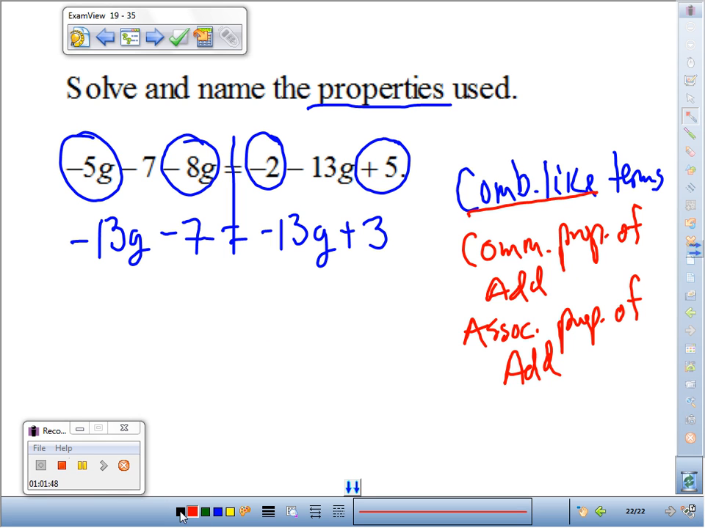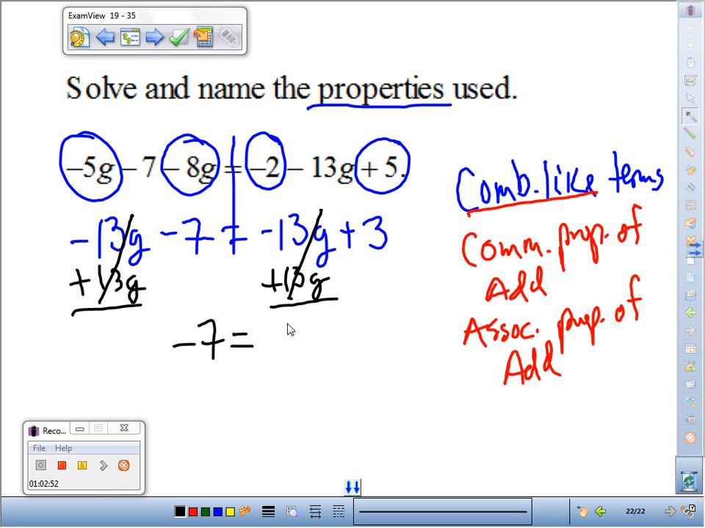So let's continue. Okay, look up, please. So what would be the next step? Get all variables to one side. So I need to add 13g, add 13g. This cancels, and we're left with 3. Is this true? If it's not true, it's no solution. What if we did have negative 7 equal to negative 7? What would that be? All real numbers. Remember that? Okay.